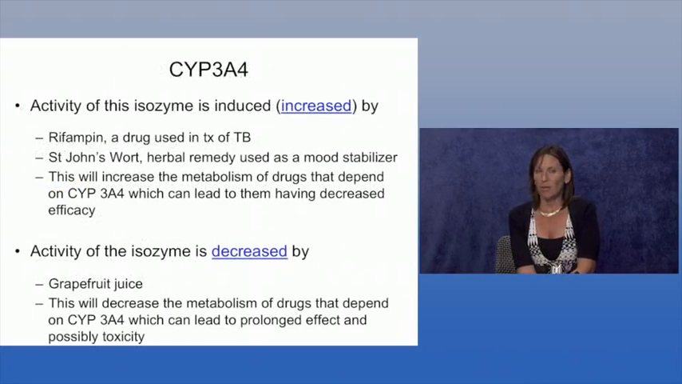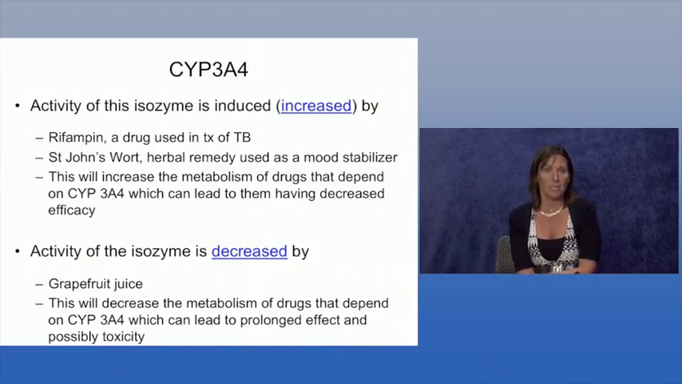Let's delve into CYP3A4 in greater detail for a moment. One of the key aspects of this particular enzyme is that its activity is highly variable, and it's highly variable in different circumstances. For example, this isozyme can be induced, i.e. its activity increased, in the presence of a drug called rifampin. This is a drug that's used in the treatment of tuberculosis.